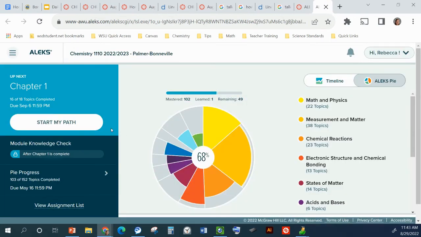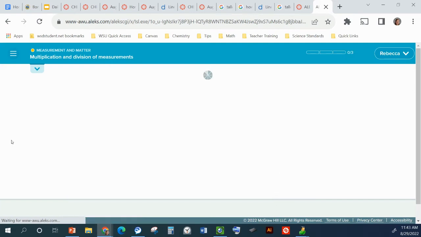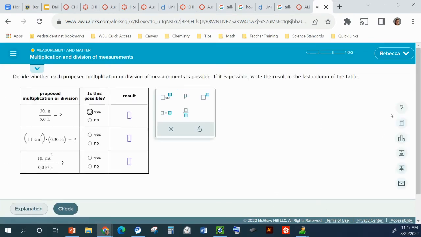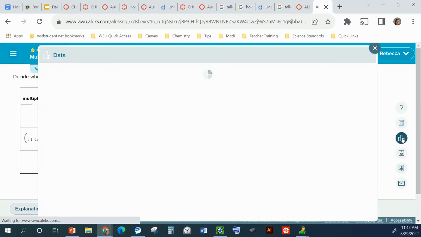So if I'm in ALEKS and I just start working on an assignment, or if I'm on a test, the screen's going to look the same. Over here on the test, you get to use the calculator. So I would figure out as we go, start using the ALEKS calculator. You also get data on the test, and you get the periodic table. You don't get the ebook on the test, but there's a place where you can look at the ebook on the assignment. So if I go to data, you get this on the test.